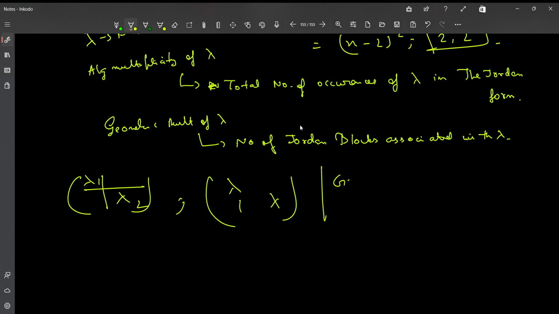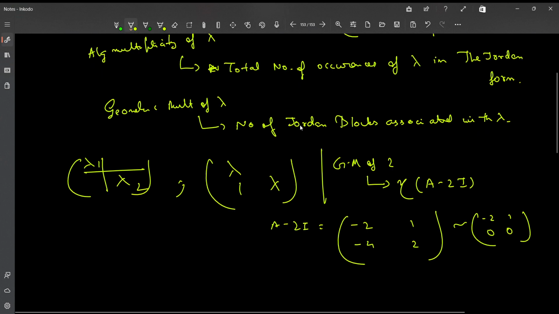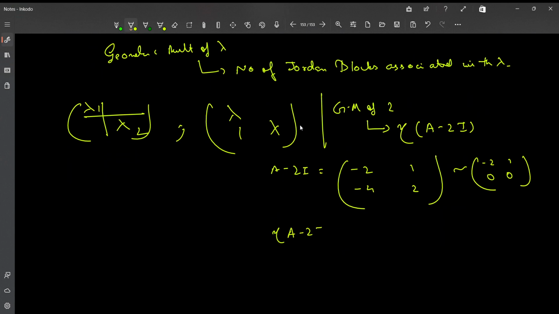What is the geometric multiplicity of 2? This is the nullity of A minus 2I. Now calculate A minus 2I: it will be precisely minus 2, 1, minus 4, 2. Observe that it's similar to minus 2, 1, 0, 0. Therefore, the nullity of A minus 2I is indeed 1. Therefore, there should exist only one Jordan block, so this should be the matrix. Right? Therefore, A is similar to the matrix with 2, 2 on the diagonal and 1 above, and obviously since A is similar to this, there exist eigenvalues.